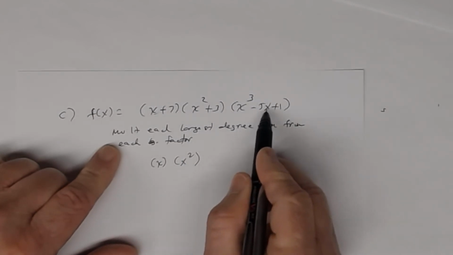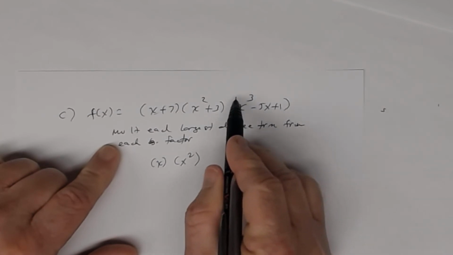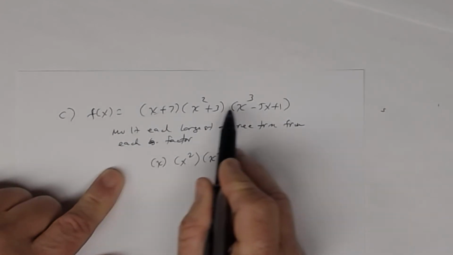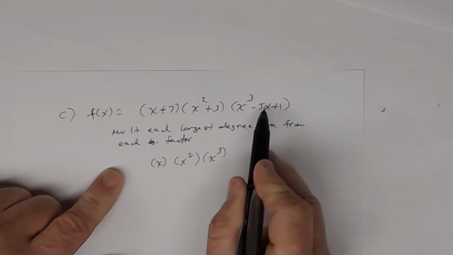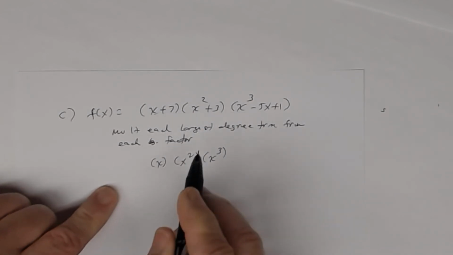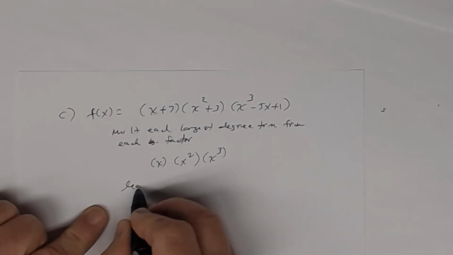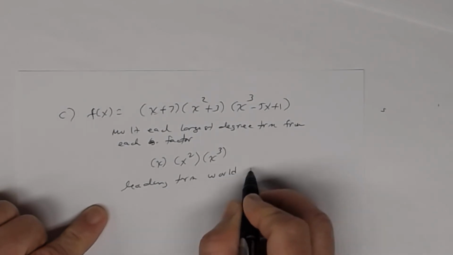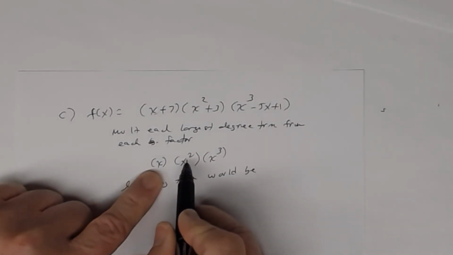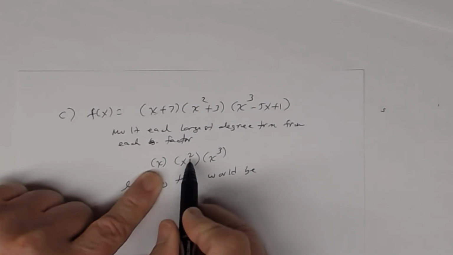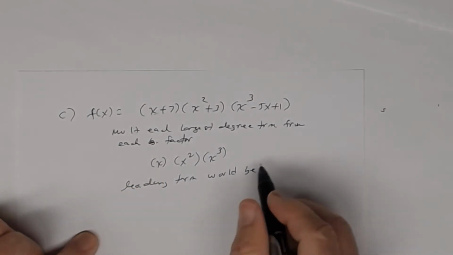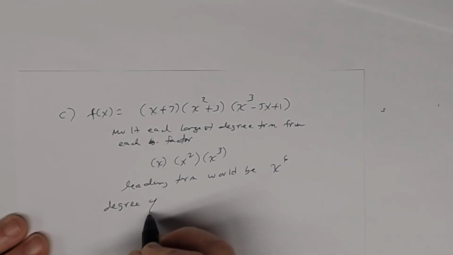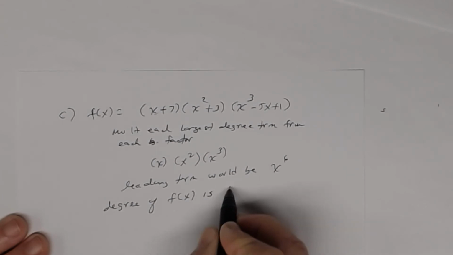If I look at x cubed minus 5x plus 1, the largest degree term is x cubed. So if I were to actually take the time and multiply all this out, my leading term would be x times x squared is x cubed. X cubed times x cubed is x to the 6th. So the degree of f of x is 6.